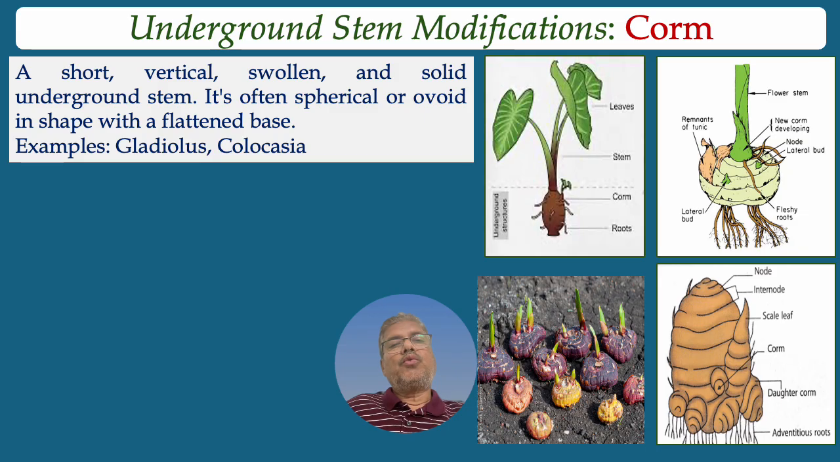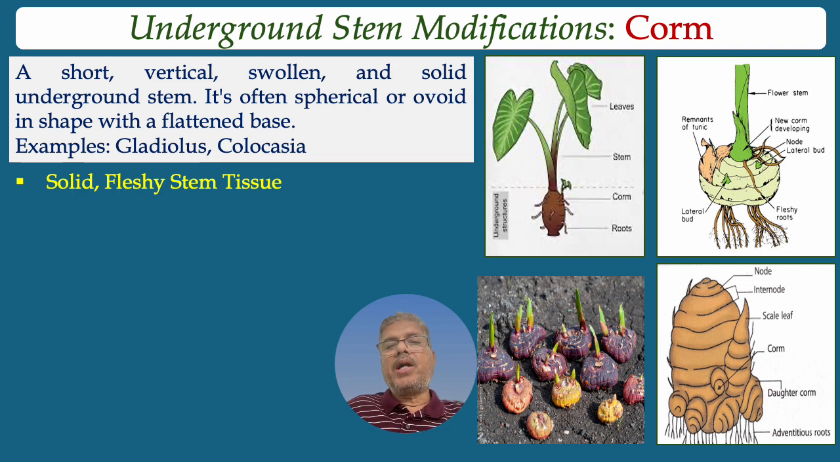Corms are the short, vertical, swollen, and solid underground stem. It is often spherical or ovoid in shape with a flattened base. Examples are gladiolus, colocasia, etc. The characteristic features of the corms include solid fleshy stem tissue. The most crucial distinguishing feature of the corm is it is a solid swollen underground stem made up of homogeneous parenchyma cells rich in stored food, that is primarily starch.